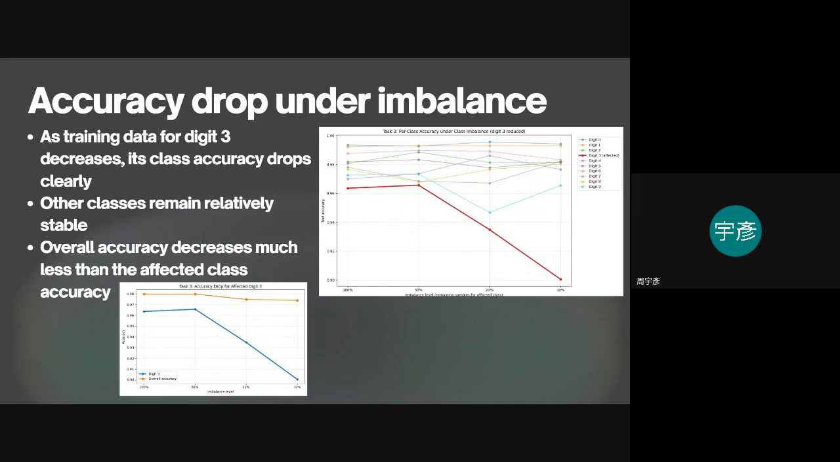In other words, the model may still look strong if we only look at overall accuracy, but one specific class may already be significantly degraded because it has too little training data. Okay, next slide.